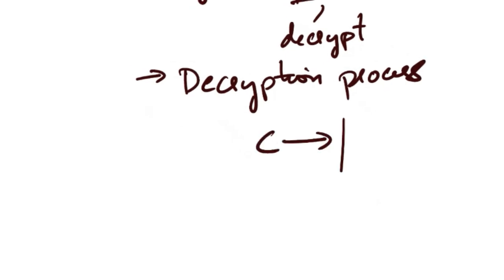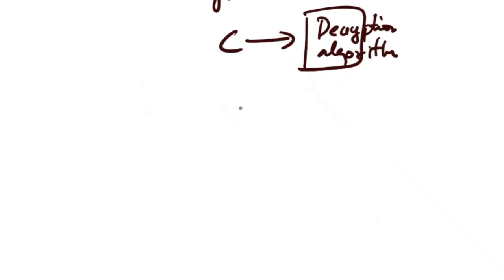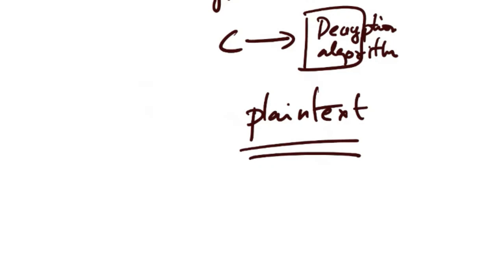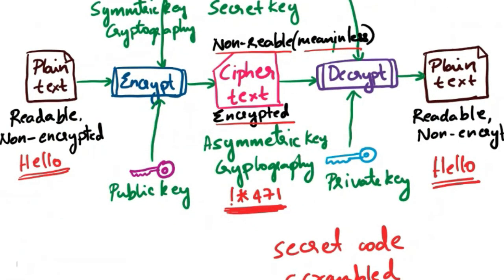So you send the ciphertext to the decryption algorithm using the decryption keys, and the decryption process results in the recovery of the original plain text, which can now be read and understood. Okay, so if you look at this figure, you're taking the plain text, you're encrypting it using the secret key of symmetric key cryptography or public key of asymmetric key cryptography. Then you get the ciphertext here, which is unreadable.